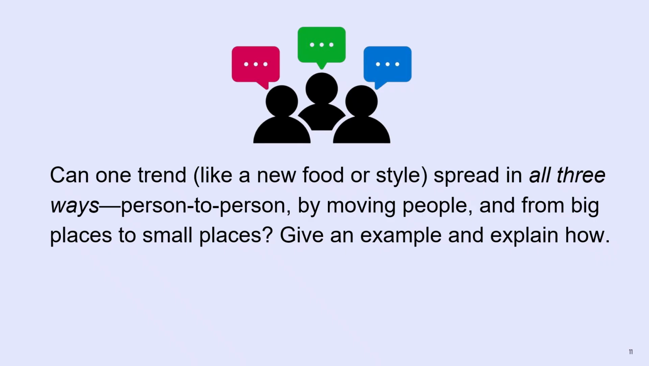So the first question here is, can one trend, like a new food or style, spread in all the three ways that we talked about? Contagious, as in person to person, relocation by moving people, or hierarchy from big places to small places. So think about it. Can a trend, which is a popular aspect of culture, be spread in those three ways? And if so, what does that look like? And maybe you can think of some examples of cultural trends of one sort or another that have spread that way.